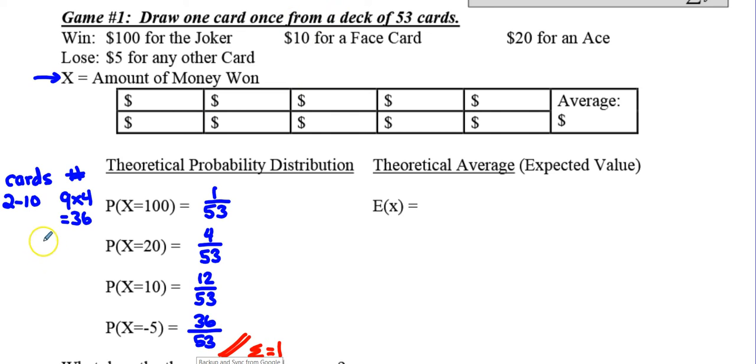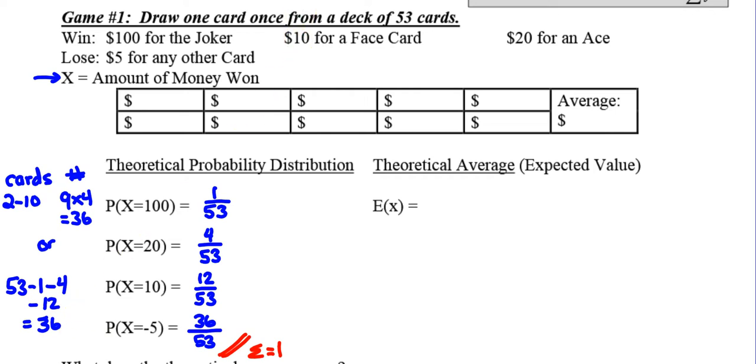The other way you could have figured out the other cards is you could have just taken the 53 cards that you had, subtract the 1 joker, subtract the 4 aces, subtract the 12 face cards, and that would have given you 36 cards. So anytime you have something like any other card, you could add up the ones that are left, or you could take what you start with and subtract the ones that you've already used.